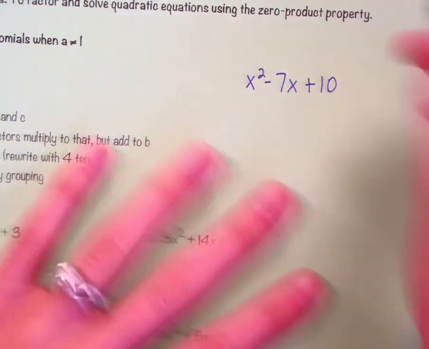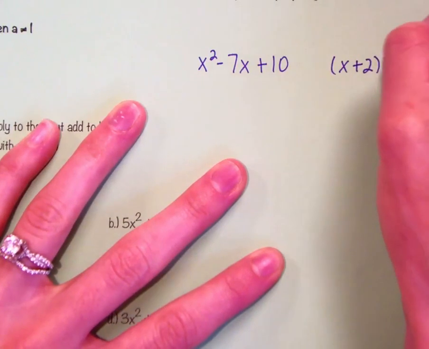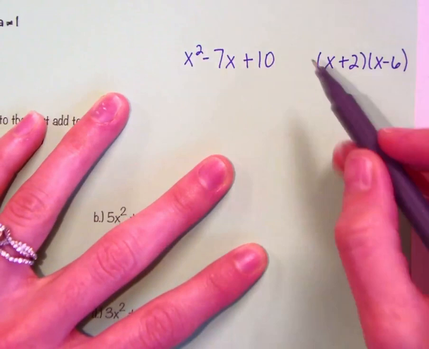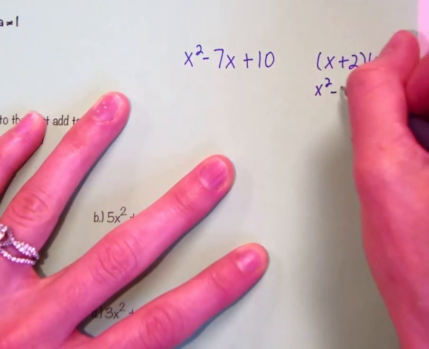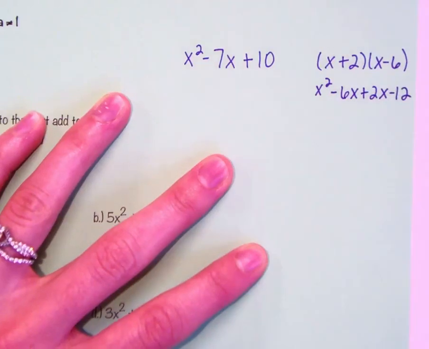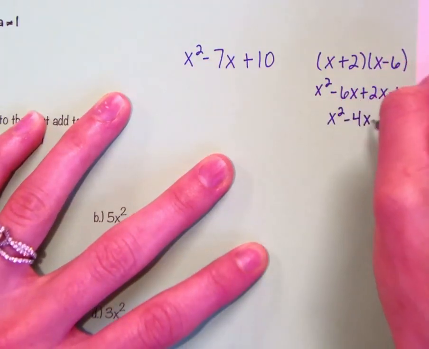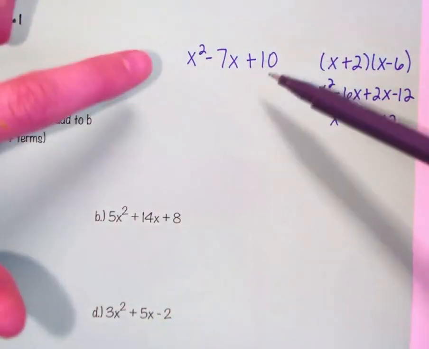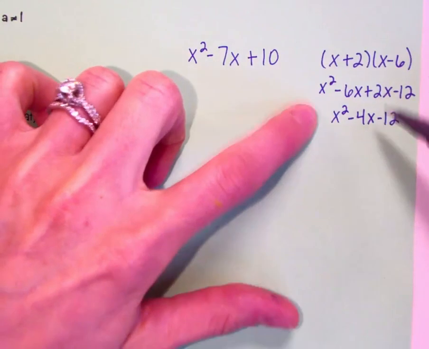Okay, so if we think, again, maybe I'll add another example right here. So let's say I have something that's like x plus 2 times x minus 6. And if I said multiply that out, we would do x squared minus 6x plus 2x minus 12. And then we would combine like terms, and that would be our final trinomial. So when we did stuff like this last class, we thought about working backwards from here.